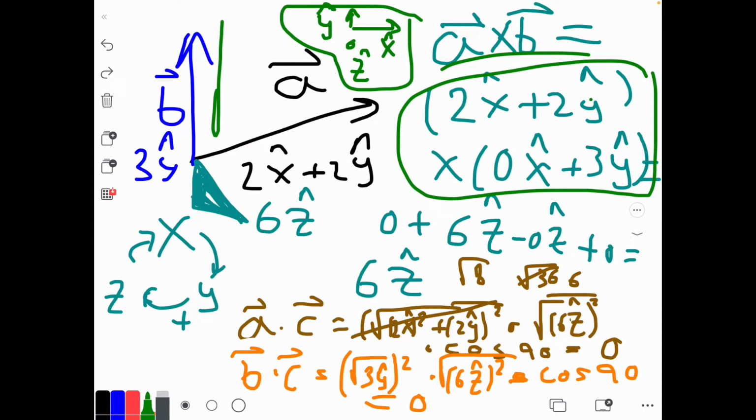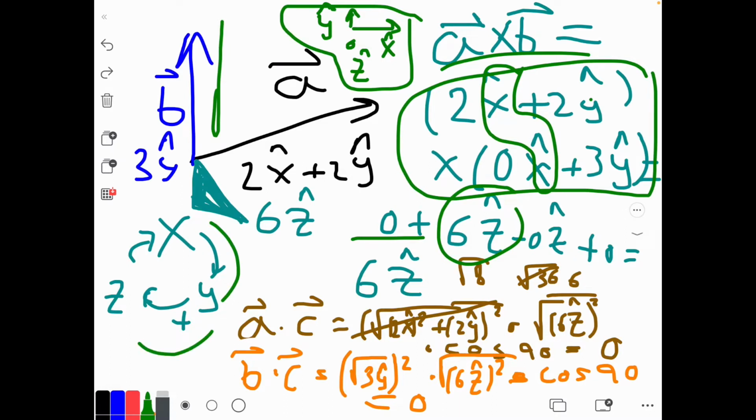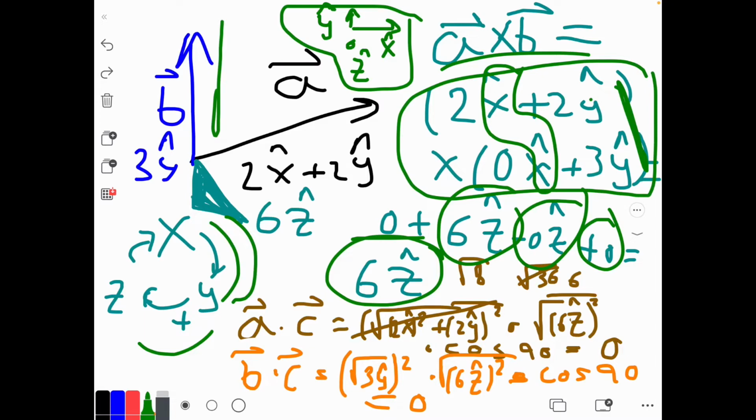I'm going to get 0 for the first, because timesing the x hats is going to give me that. Then we have the 6z hat, because you have x times y, we're going around the circle in the positive direction, so we're going to get 6z hat. Y hat times x hat, we're going to get a z hat, but the problem is 2 times 0 is 0, although we get minus because we're going the other way around the circle, and again negative 0 z hat plus 0. We get 6z hat, and because we have the y hats multiplied together, we're going to get 0 for that one.